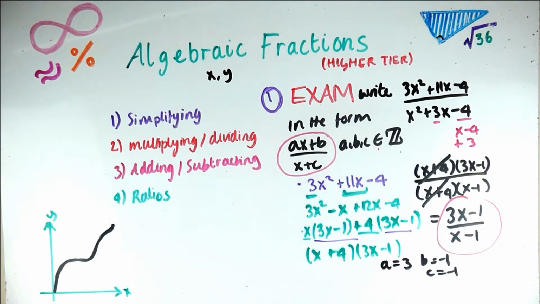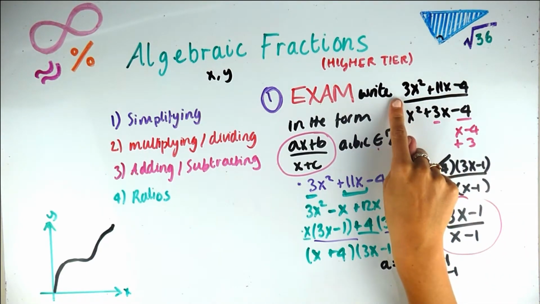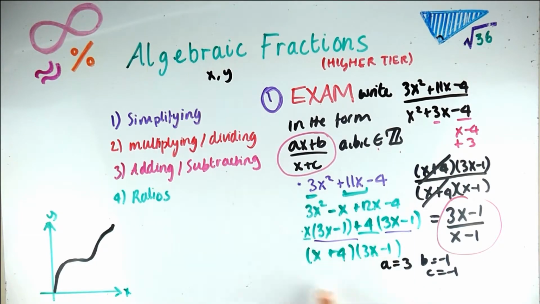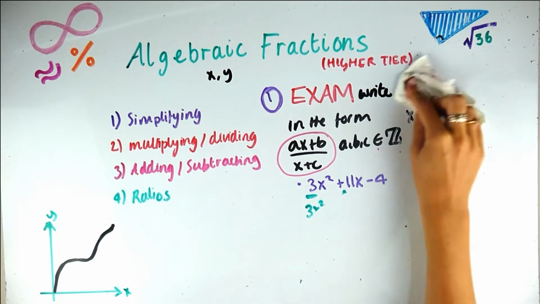And so simplify means factorise, and sometimes they make it harder by taking this x squared coefficient not equal to 1, and then you have more steps. So that's a type 1. Now I'm going to move on to a type 2.